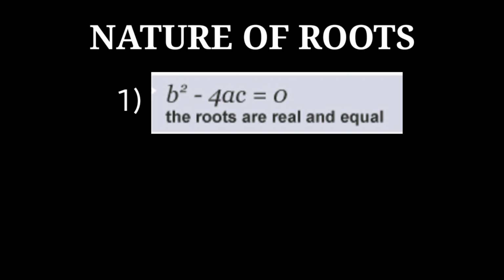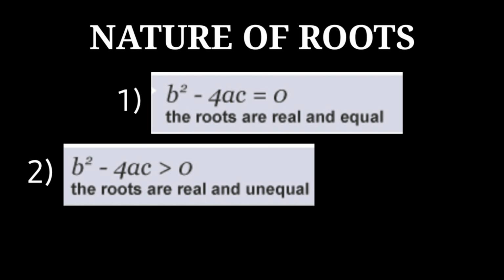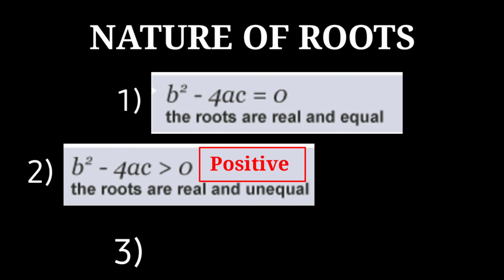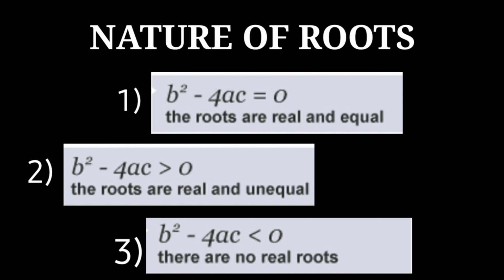How to determine? So there are three conditions. B square minus 4ac, if at all it is equal to 0, then the roots are real and equal. If b square minus 4ac is greater than 0, that means positive value, the roots are real and unequal. If b square minus 4ac is less than 0, then the roots are not real.